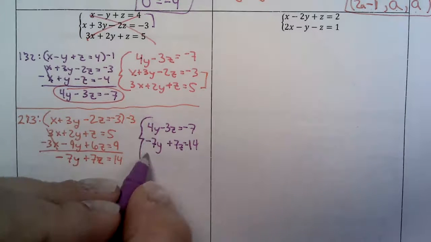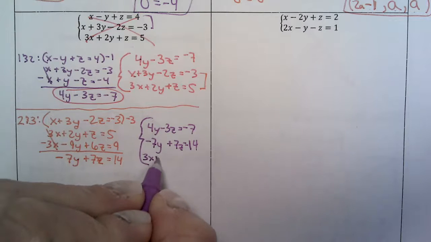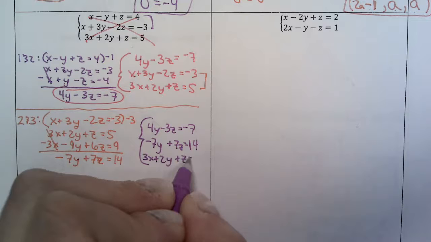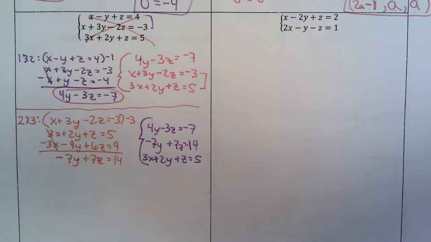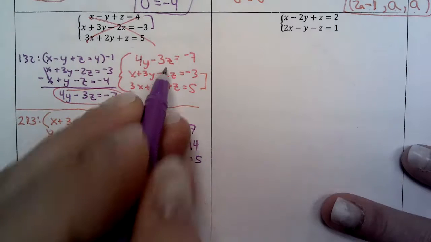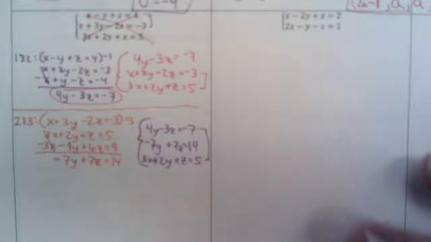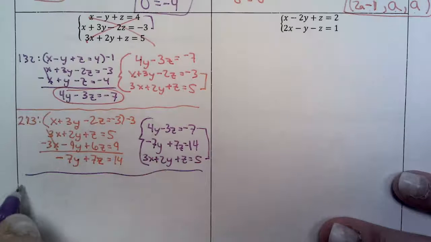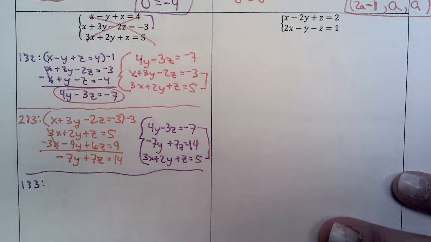And then I'm going to rewrite my last equation. So 3x plus 2y plus z equals 5. Okay, so now I've done 1 and 2. I've done 2 and 3. Now I need to combine 1 and 3. Okay, so 1 and 3.